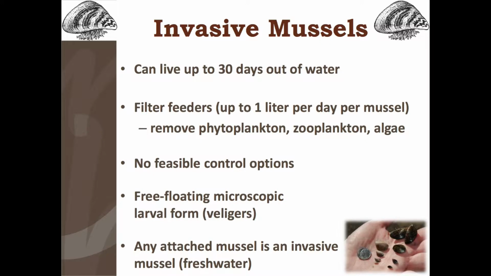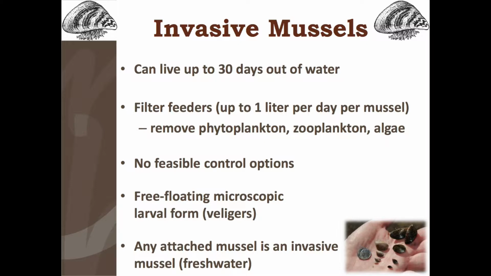These guys can live for up to 30 days out of water. They're filter feeders, and they eat very voraciously. They filter up to 1 liter per day, and they remove the phytoplankton, zooplankton, and algae from the water that other native species need. I'll get into the impacts in a minute. There are no feasible control options. Our best strategy is prevention.